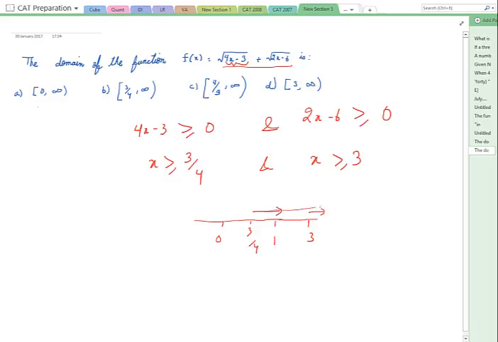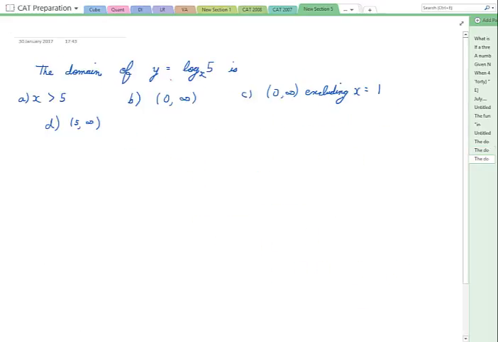This is x greater than 3 by 4, and if you want both of these to be true, it has to be this region. So the final answer would be x greater than or equal to 3, and that's why I will choose D as the answer. We will look into what the brackets mean later, but a square bracket over here means that you are including 3. If it had been a curved bracket, it would have meant that 3 is excluded, so anything greater than 3 but excluding 3. So the answer here is 3 comma infinity.